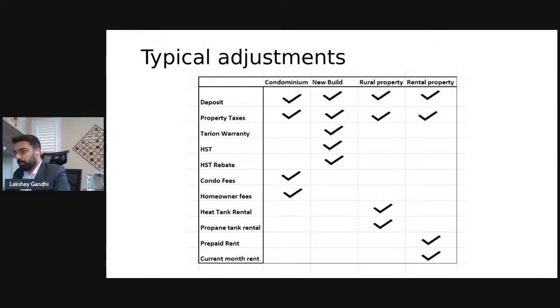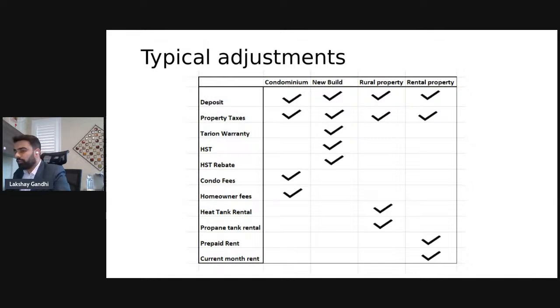If you were to buy a new build, you will see deposit and property taxes, but you will see additional items under the names of Tarion warranty, the HST, as well as the HST rebate. We all know if you buy a pre-construction, you have to pay HST included in the price. Based on your family situation, if it's a first-time home buyer versus buying it for principal residence or an investment, you get an HST rebate. So keep in mind, on your trust ledger and your statement of adjustments, you can identify these three items very specifically for a pre-construction condo that you may have booked.